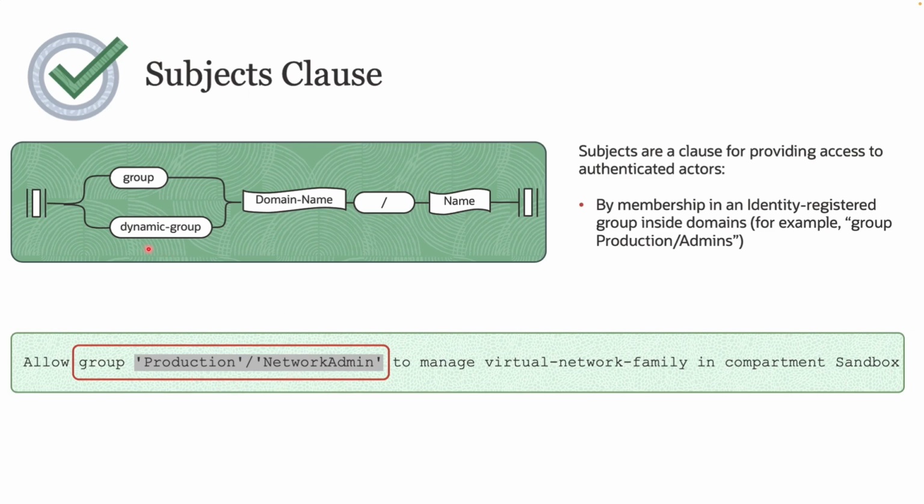In a similar way, you can write it for a dynamic group. And a dynamic group is basically used when you want to call a particular service from another service. For example, you want to allow a group of compute instances to call object storage or vault service. So the policy will look like allow dynamic group and then the domain name / dynamic group name.